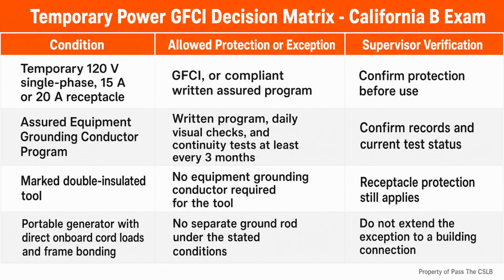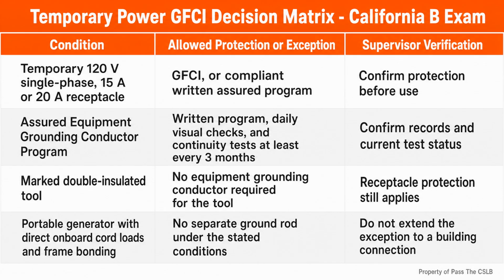I also keep the layers separate. Double insulation addresses the tool construction. Ground fault circuit interrupter protection addresses leakage on the temporary circuit. Bonding addresses conductive continuity. A single feature does not replace every other protection.